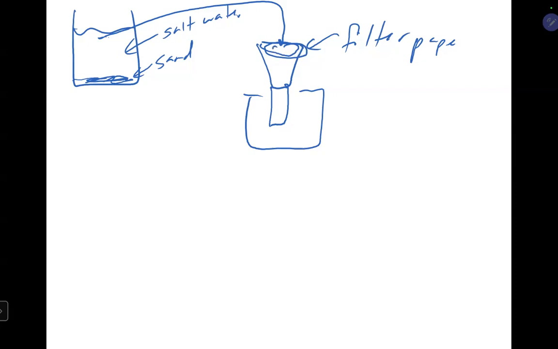Yeah, so all the sand will be trapped on the filter paper. All of our liquid will go through, right? And in this case, that liquid would be our salt water. So by this very simple process of filtration, a physical process, we're able to actually separate one part of our mixture. We could get the sand.